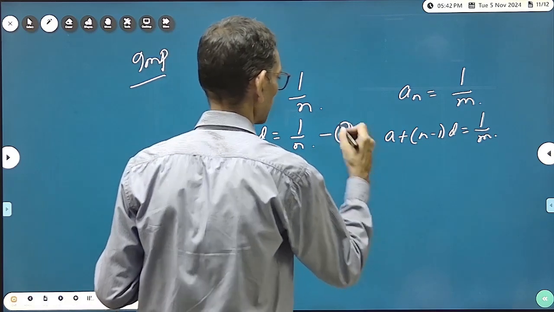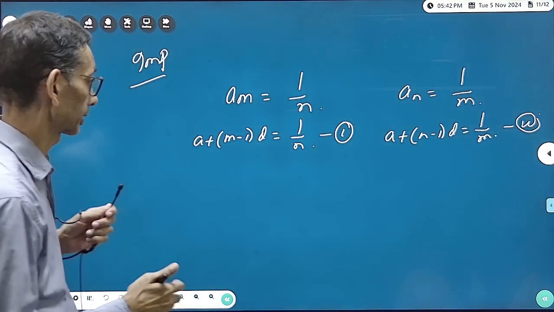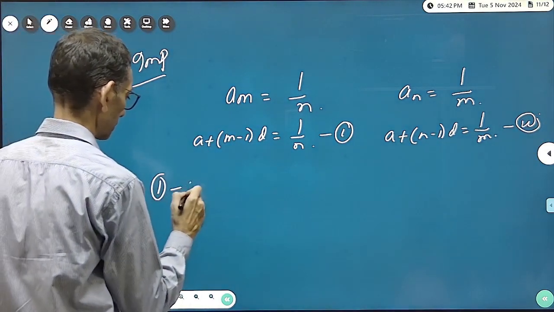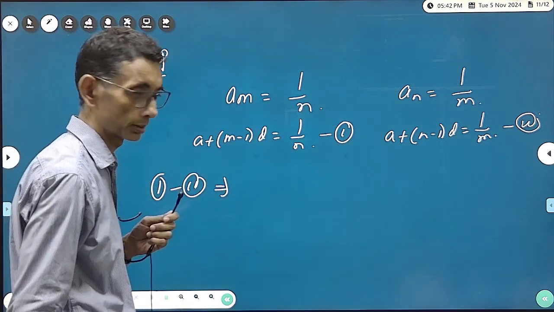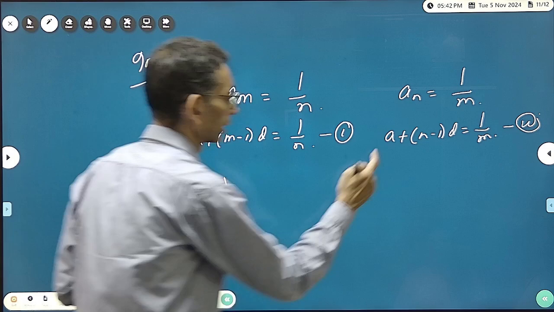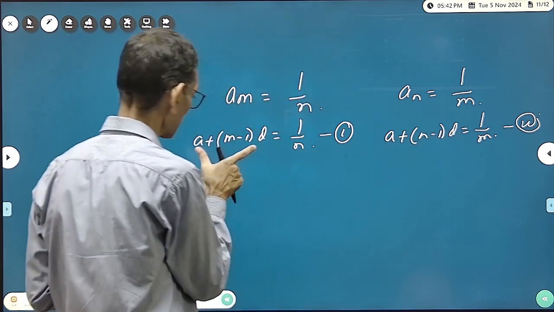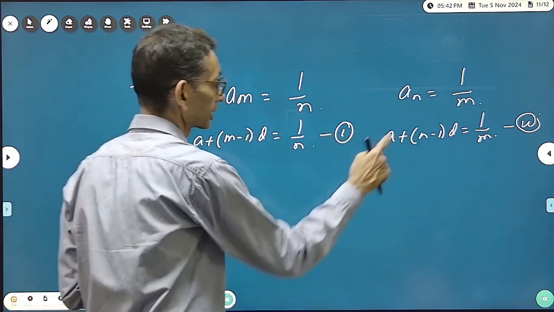This is 1. This is 2, right? Now subtract: 1 minus 2. If I subtract, we have a plus m minus 1 d and a plus n minus 1 d. So if I subtract left hand side, this a and this a will get cancelled out.